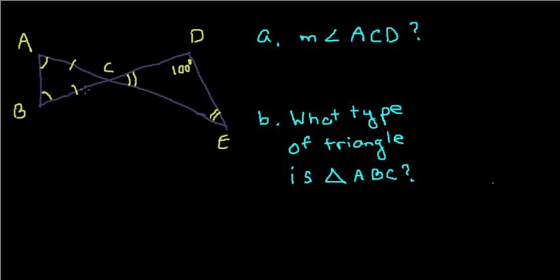We have this problem where we have two congruent sides, two congruent angles, and two congruent sides. And we're trying to find the measure of angle ACD. So we're trying to find this angle over here, this giant angle over here.